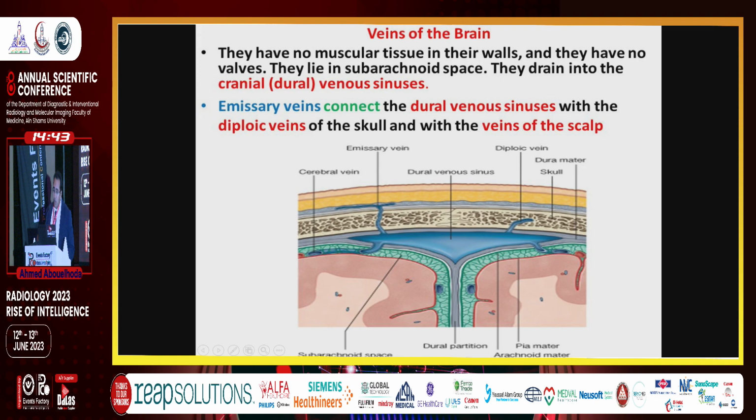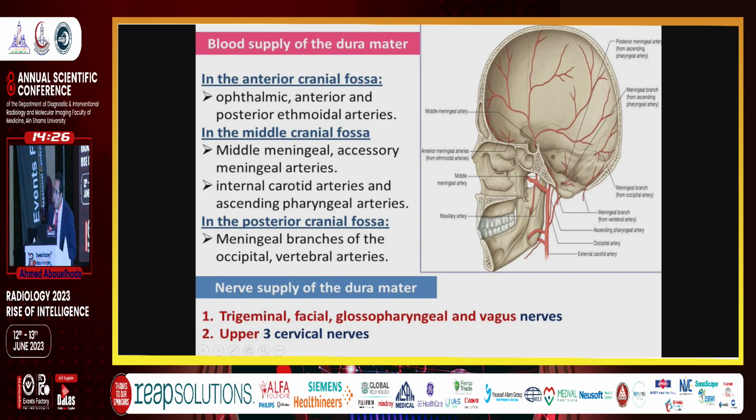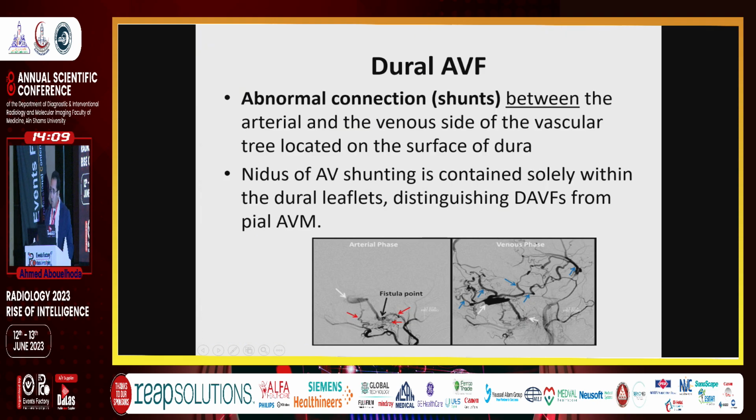The veins of the brain don't have any muscular tissue and no valves. They lie directly in the subarachnoid space and drain into these dural venous sinuses. The emissary veins connect the dural venous sinuses with the diploic veins of the skull and the veins of the scalp. And the blood supply of the dura mater differs according to its place. The anterior cranial fossa is mainly supplied by branches from the ophthalmic and the ethmoidal arteries, the middle cranial fossa from the meningeal, ICA and the ascending pharyngeal arteries, and the posterior cranial fossa by branches from the occipital and vertebral arteries.